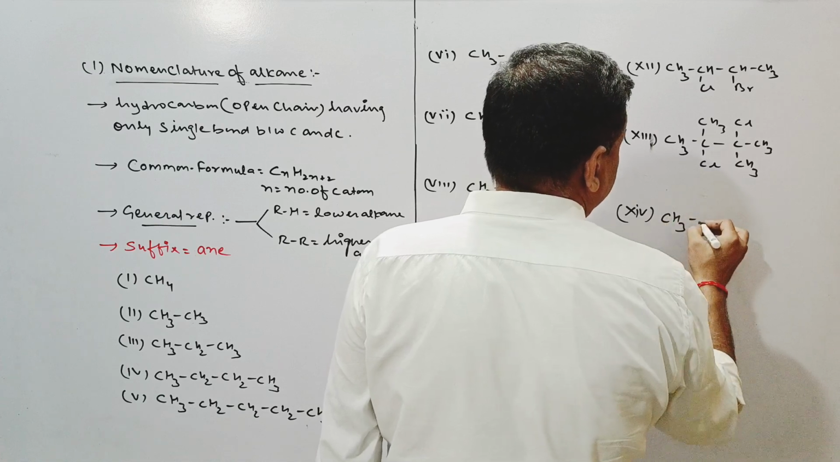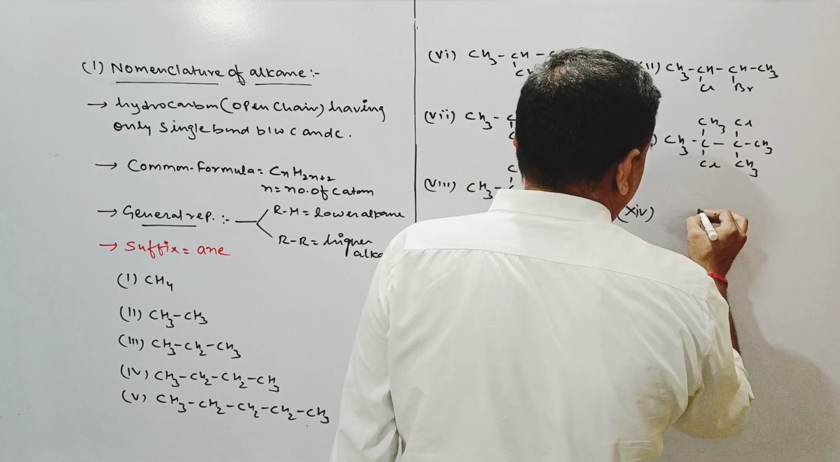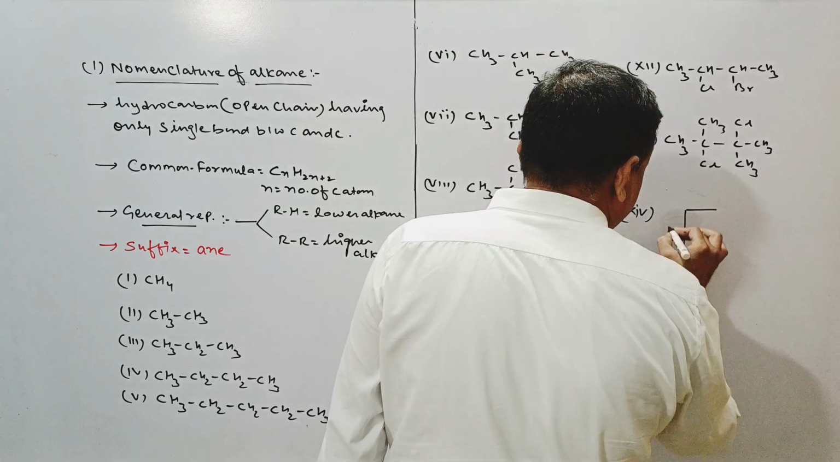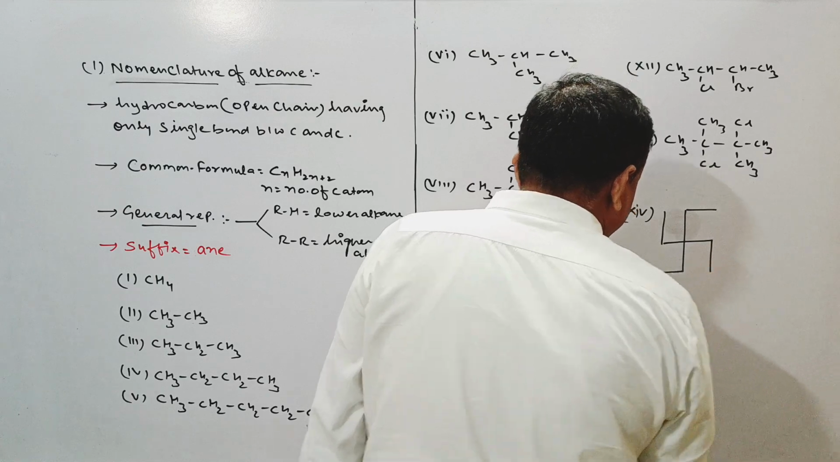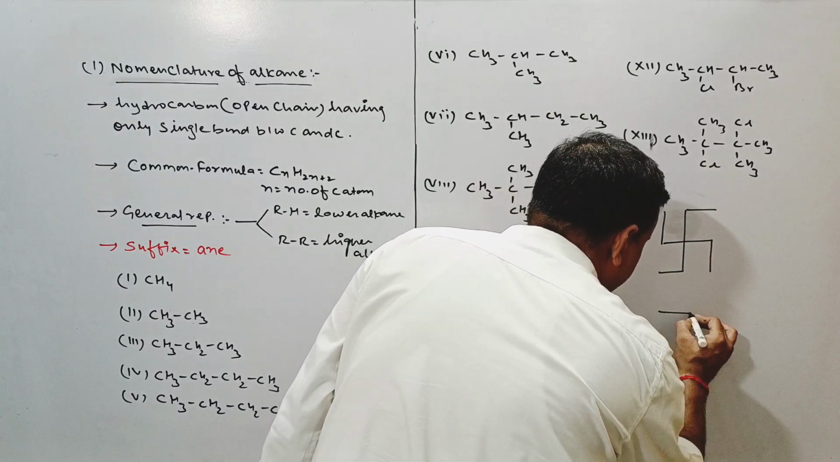We can take the bond line formula also. So regarding this, we can take this one as a structure. If we go with the 15th compound, then we can take the following structure.